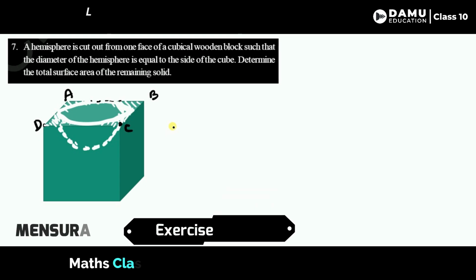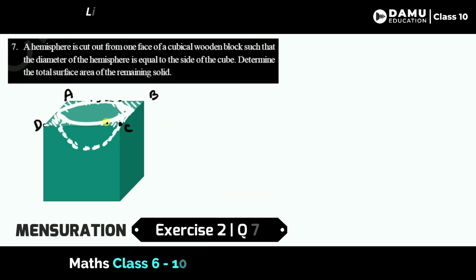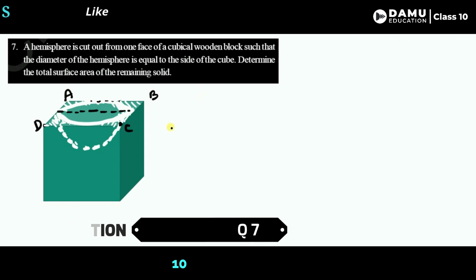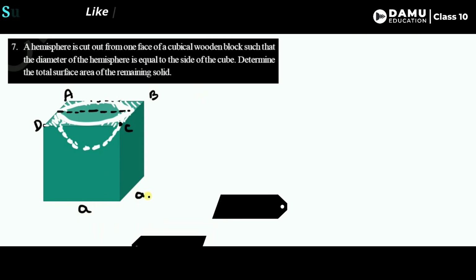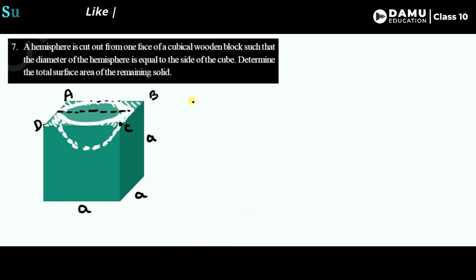So in this session, we are going to discuss our seventh question. A hemisphere is carved from one face of a cubical wooden block such that the diameter of the hemisphere is equal to the side of the cube. Let's take the side of the cube as a. Determine the total surface area of the remaining solid.